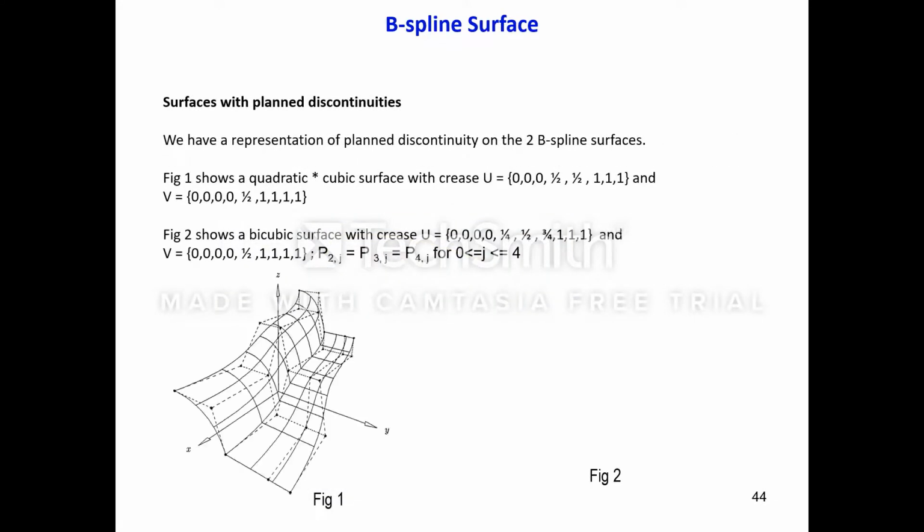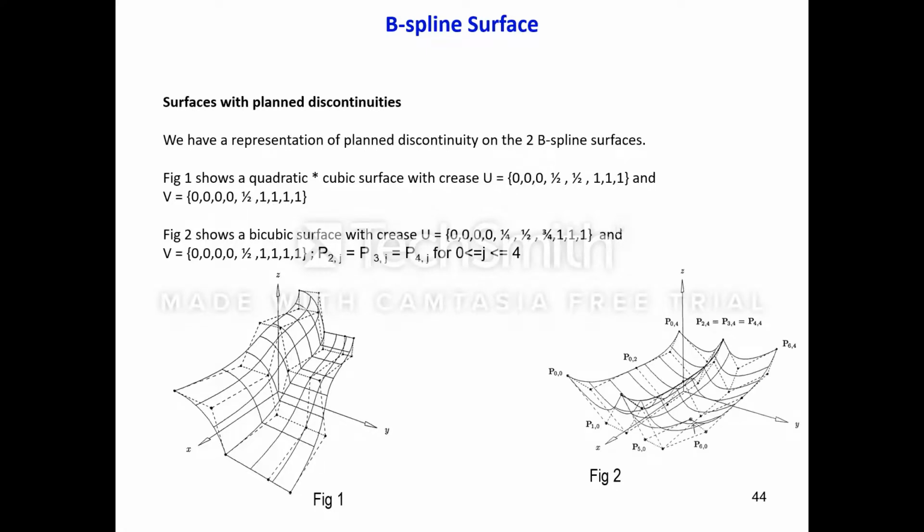Then we show the surfaces with plane discontinuities. As we can see, there are two B-spline surfaces. One is a quadratic cubic surface with crease value given of u span and v span as follows, and figure 2 shows that of a bicubic surface with crease value of u and v being shown as below.